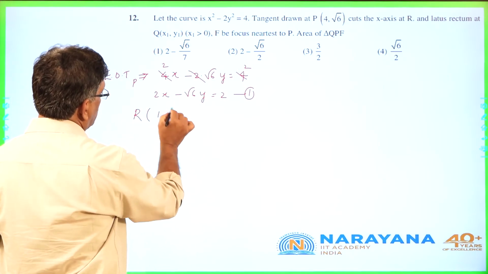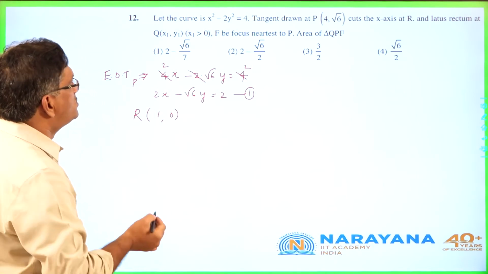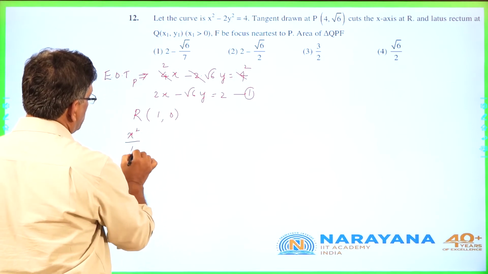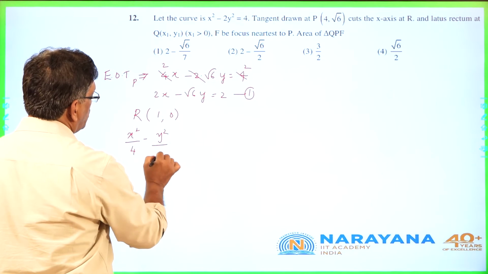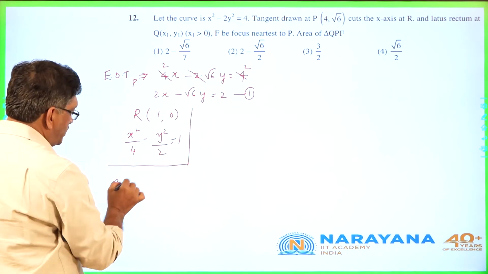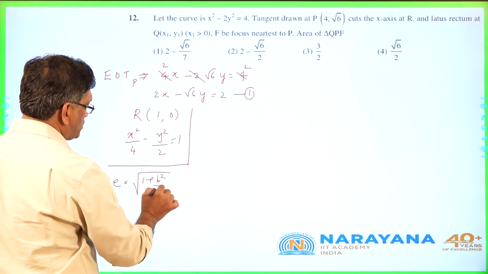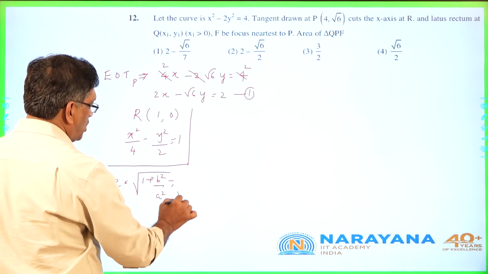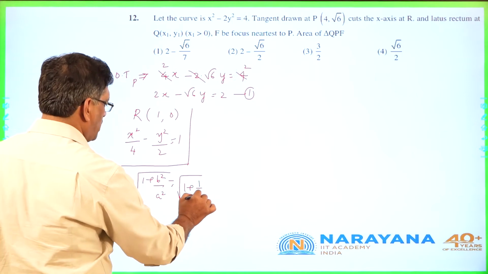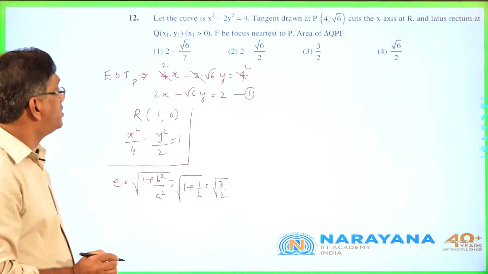That means (1, 0). And latus rectum: since latus rectum is required, we have to write the equation in the standard form, y square by 2 equals this one. So eccentricity is equal to root of 1 plus b square by a square, that is 1 plus 2 by 4, 1 by 2, root of 3 by 2, that is e, right?